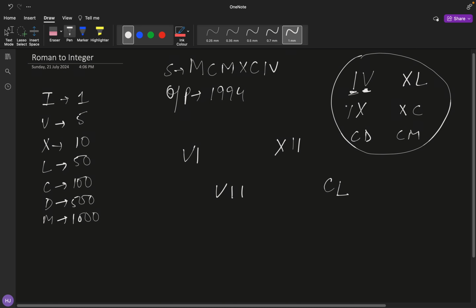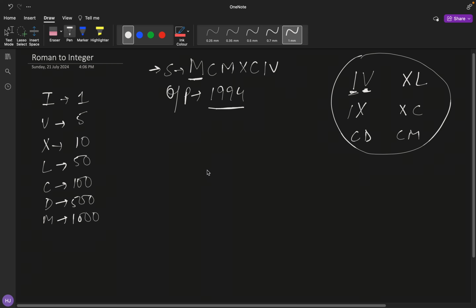So let's discuss one of the test cases and the intuition, and we will be able to understand it. We are given MCMXCIV. So what is the output? It's 1994 in numerals. So let's get started with this question.